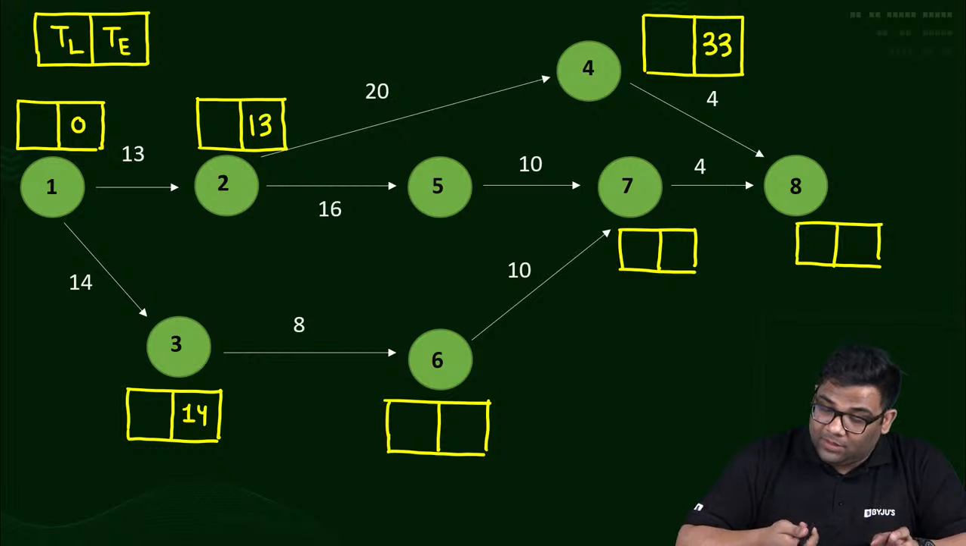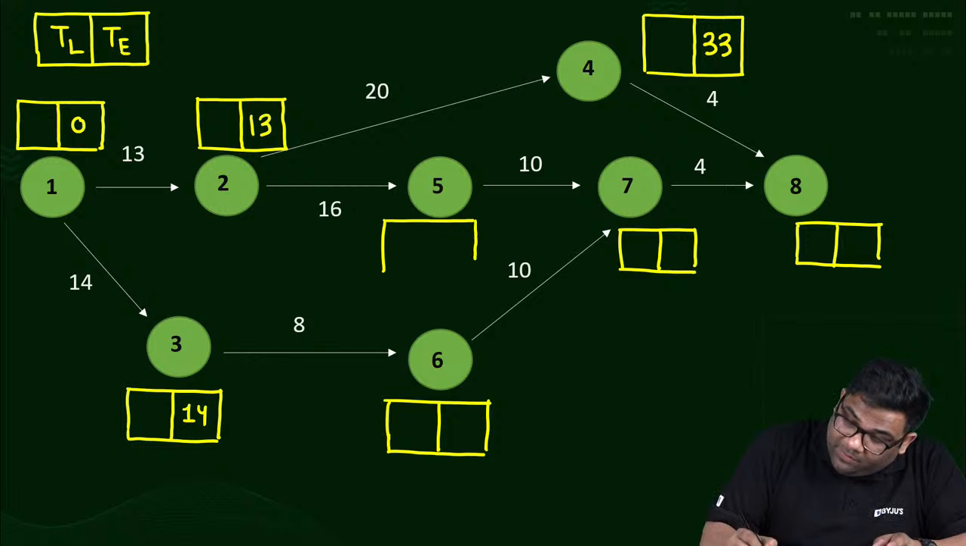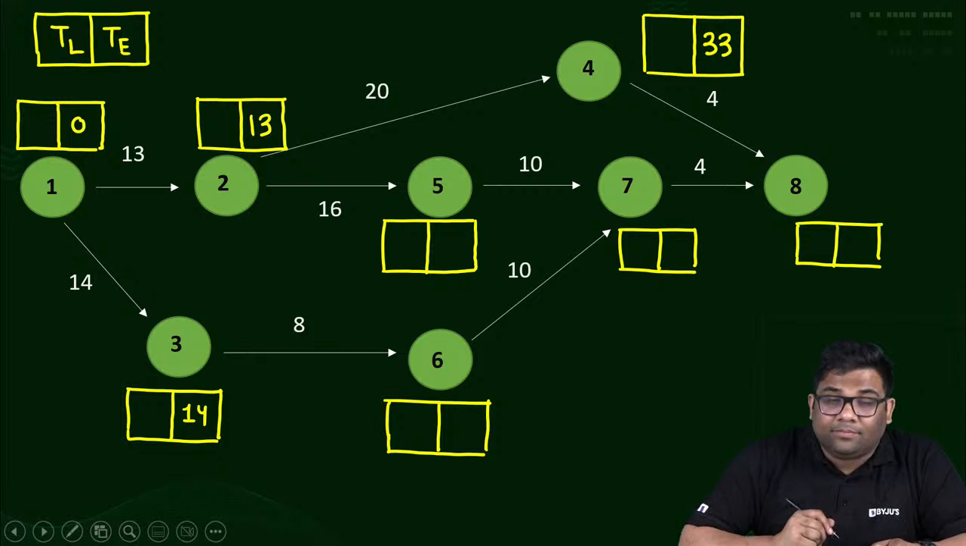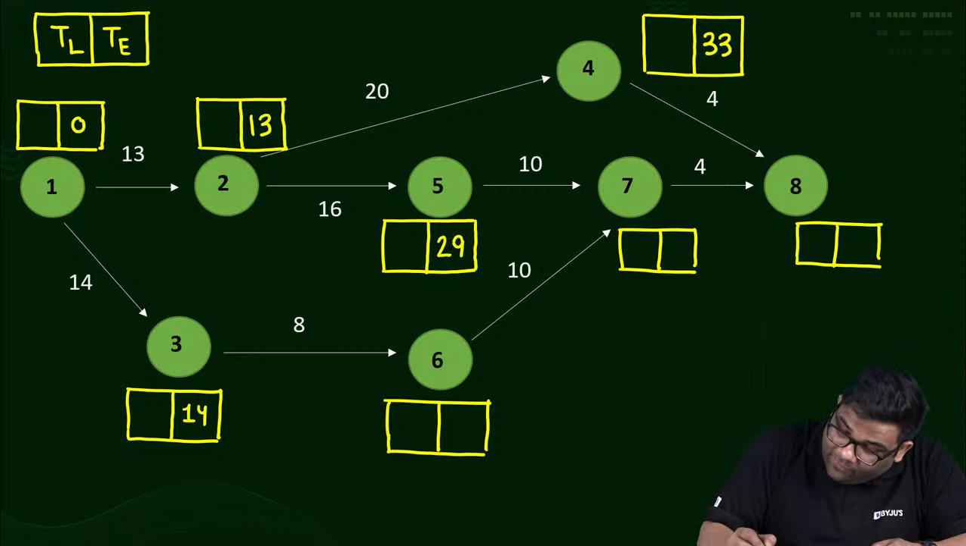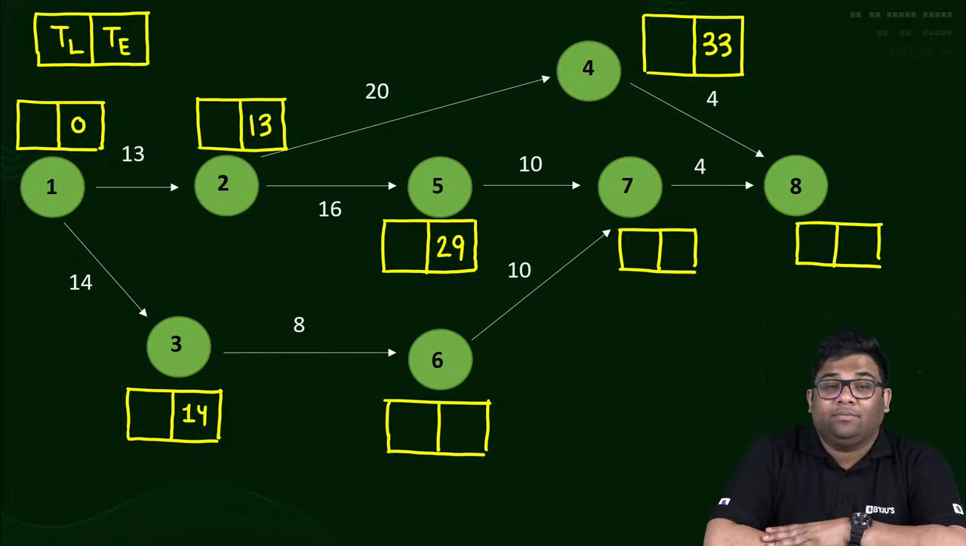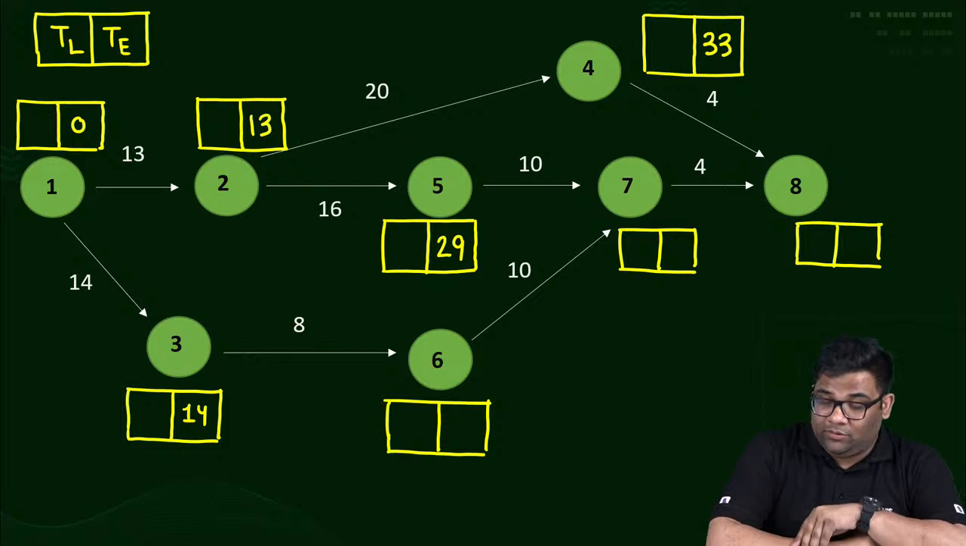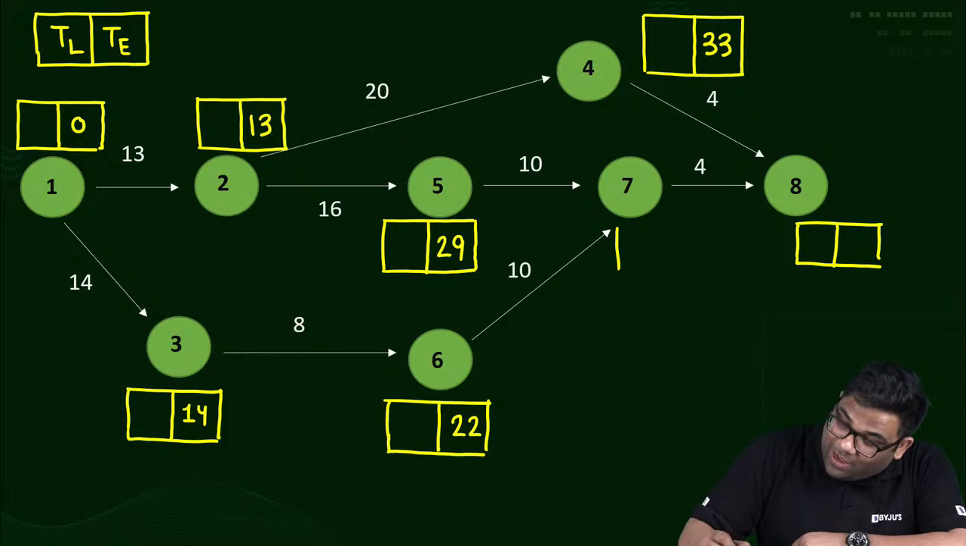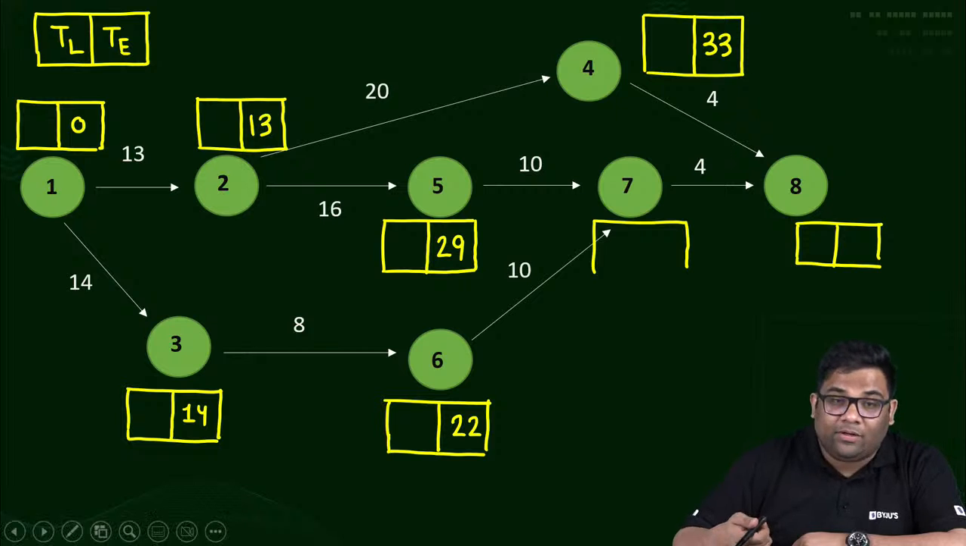Now for the fifth one, tell me. Yes, 29, fifth one, 29. Very good. Now the sixth one, TE. Sixth one, 22. Now tell me for the seventh one, TE. What will be your answer?